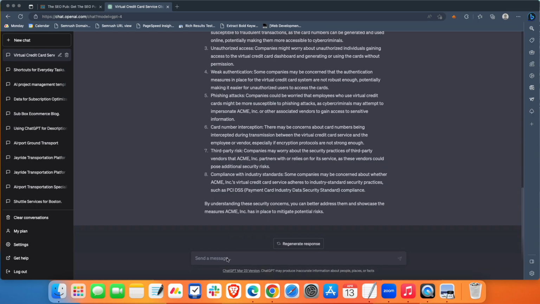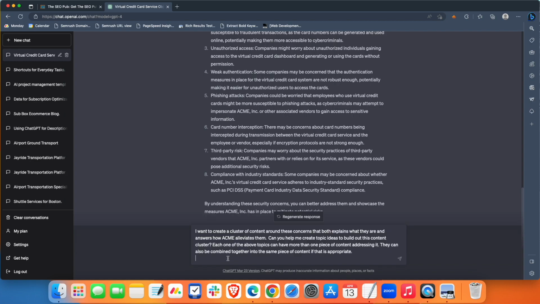Now here's where the magic happens. So the next prompt is, I want to create a cluster of content around these concerns that both explains what they are and answers how ACME alleviates them. Can you help me create topic ideas to build out this content cluster? Each one of the above topics can have more than one piece of content addressing it. They can also be combined together in the same piece of content if that is appropriate.